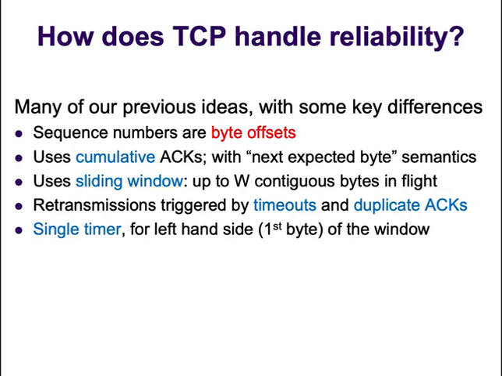We have a single timer. In the way we discussed things in the reliability lecture, we were thinking of it as a timer per packet. We're clearly not going to have a timer per byte. So instead, in TCP, you have a single timer that corresponds to the first byte in your window. When your timer fires, you will resend the bytes corresponding to the left side of your window. Okay.